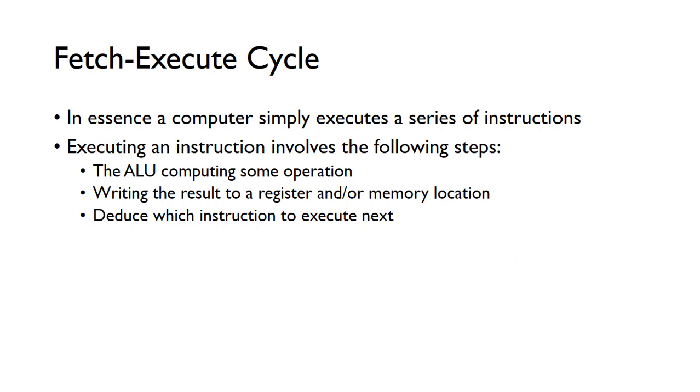So let's look at the fetch execute cycle. This is essentially what it boils down to. The computer simply executes a series of instructions, and executing an instruction involves the following steps. The ALU computes some operation, then it writes the result to a register or a memory location, and then it deduces which instruction to execute next, which is then fetched. That instruction will be executed, the next instruction will be fetched. This fetch execute cycle is just done repeatedly.